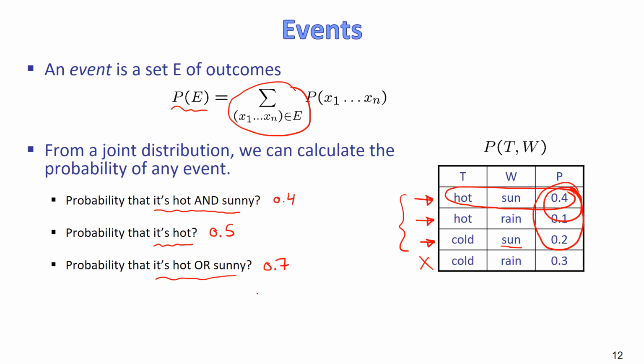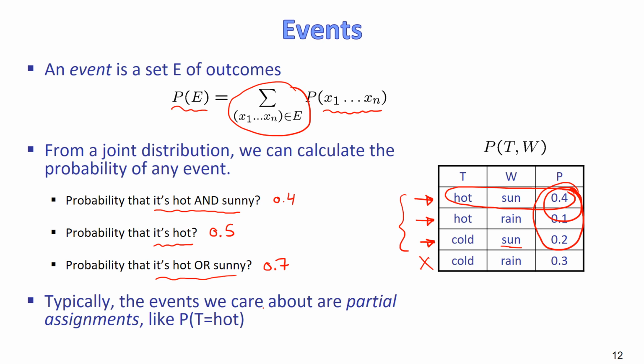Okay, so that's how we calculate the probabilities of events. And that shows also that we can calculate the probability of any event, given that we know the joint distribution. So from the joint distribution, we can calculate the probability of any event. Notice here that this is a joint probability. So we have to have the joint distribution in order to calculate the probability of any event.